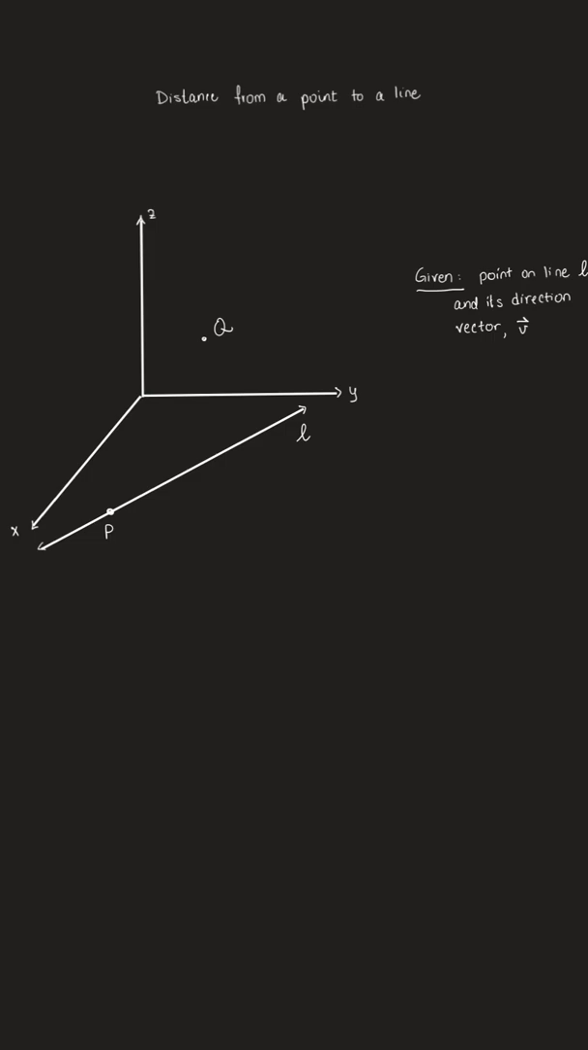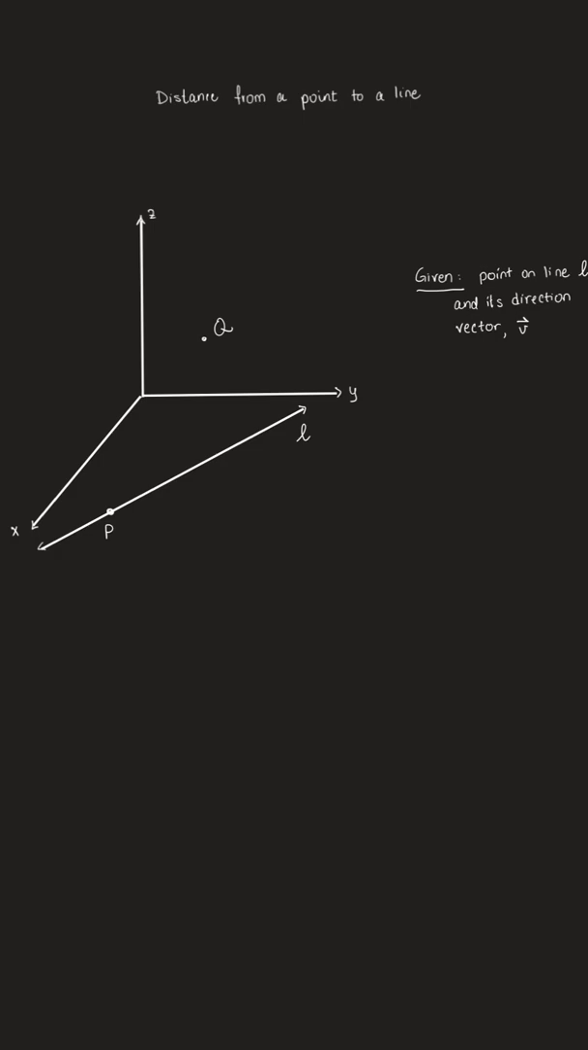So now we're interested in finding the distance from a point in space to a line in space. In the diagram that I've drawn, we want to find the distance from point Q to the line L. And distance has to be a perpendicular distance.